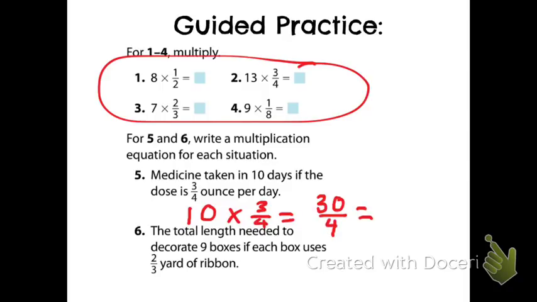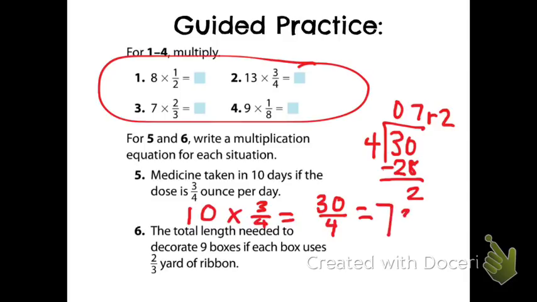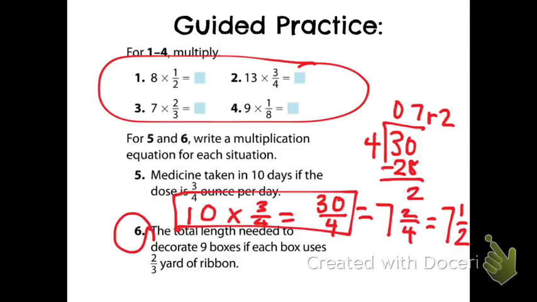Again, I could simplify. 30 divided by 4 goes in 7 times. 4 times 7 is 28. When I subtract, I have 2. So I could also say that it's 7 2/4 of medicine, or it would be 7 1/2. I want you to also try number 6. So you just need to really have this piece, so the whole equation for number 6. So complete 1 through 4 and number 6 in your notes.